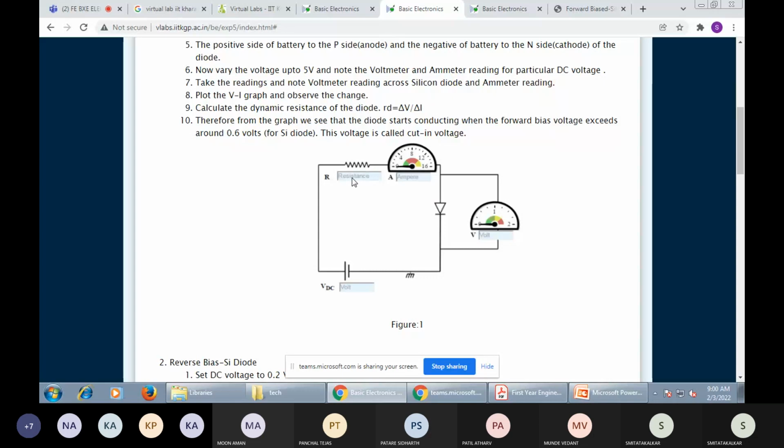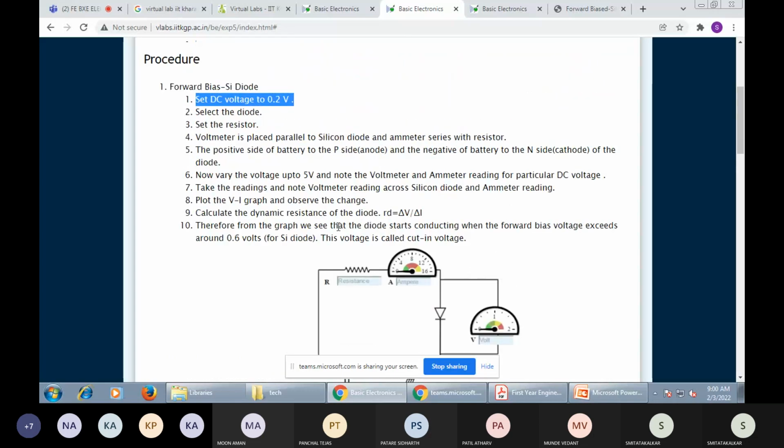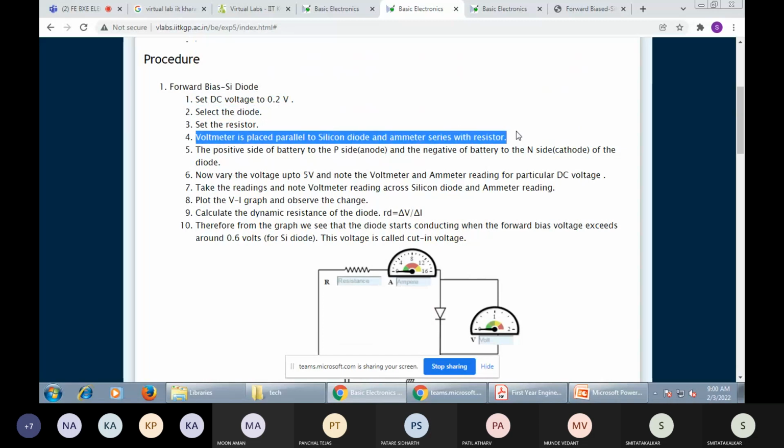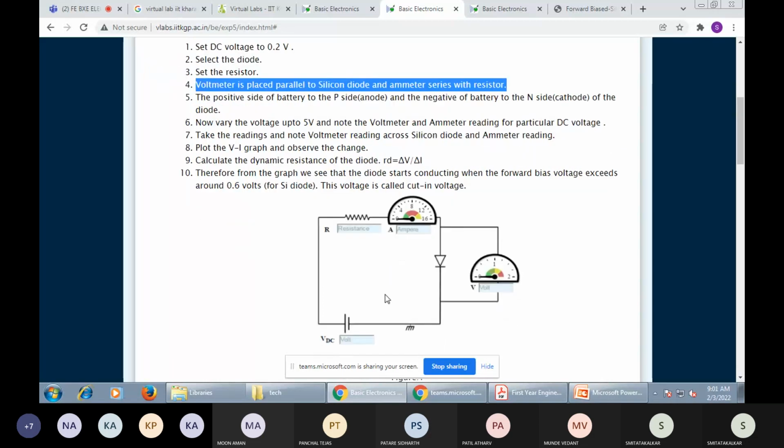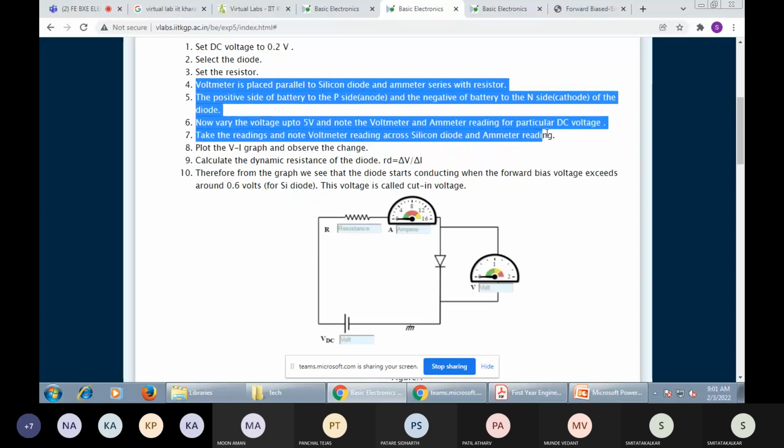Then change the value of resistance. Change the value of resistance to 1 kilo ohm. First 3 points will be done here. Select the diode, PN junction diode. Then point number 4, the voltmeter is placed parallel with the resistor and the ammeter is connected in series. Point numbers 4, 5, 6 and 7.